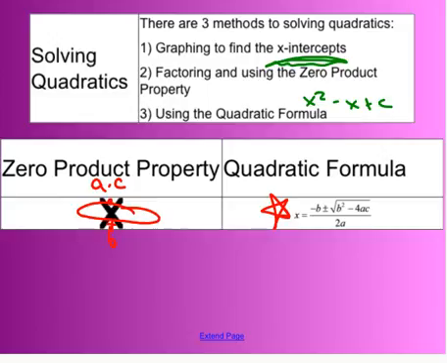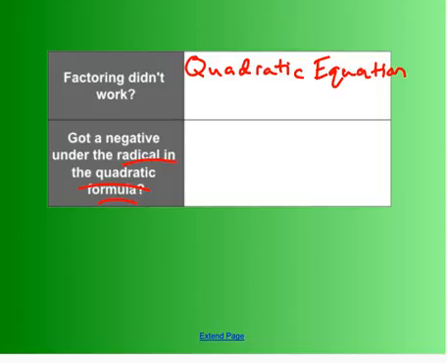If you get a negative under the radical and you're trying to take the square root of that, your calculator is going to say error. What that means to us is that there's no solution. There's no combination of decimals or anything that would work out to give us an answer. So then it's going to be no solution.